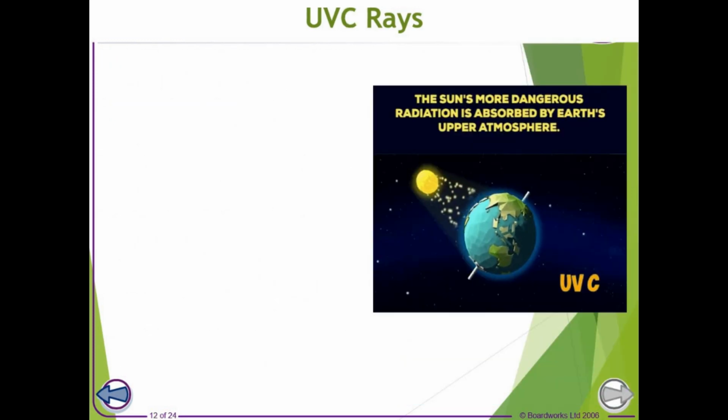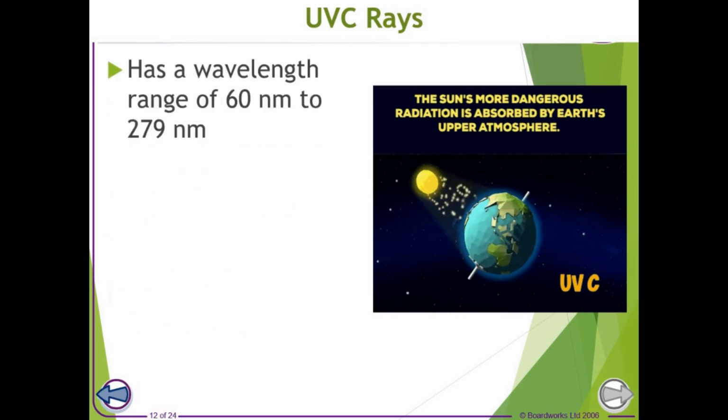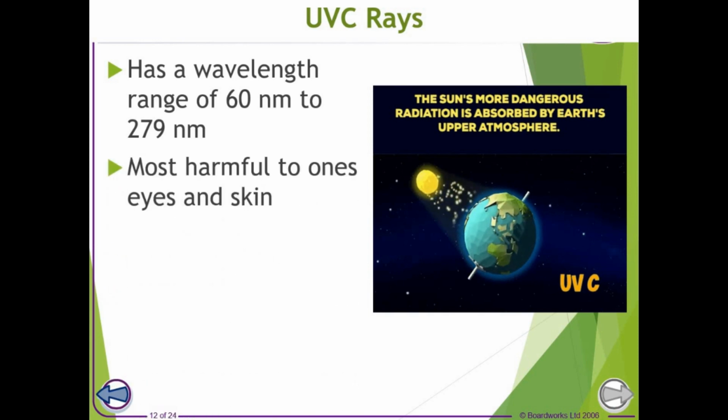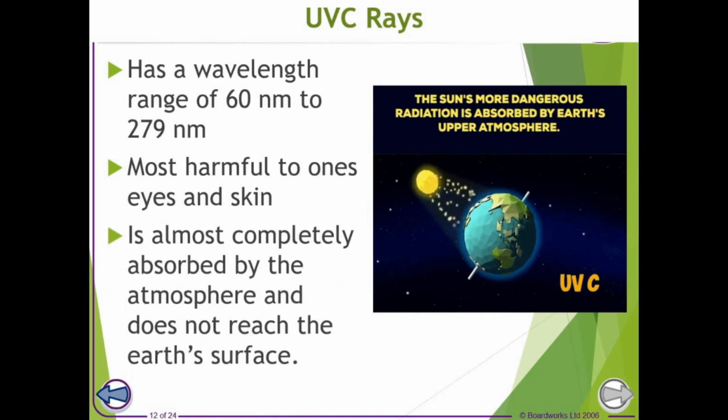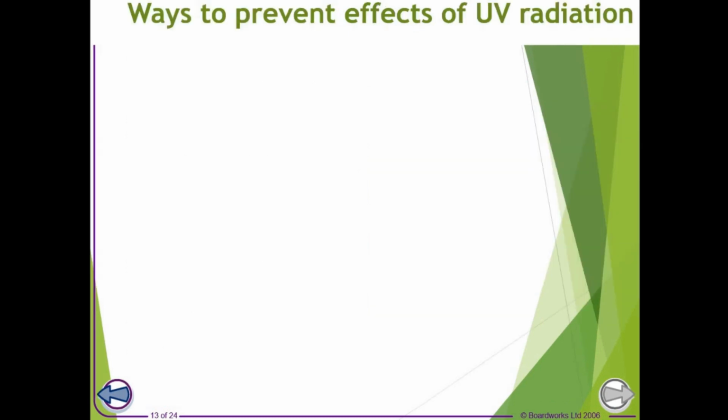Now, let's take a look at the UVC rays. UVC rays have a wavelength range of 60 nanometers to 279 nanometers. They are the most harmful to one's eyes and skin because they carry energy of greater strength as compared to UVA and UVB. It is almost completely absorbed by the atmosphere and does not reach the Earth's surface.